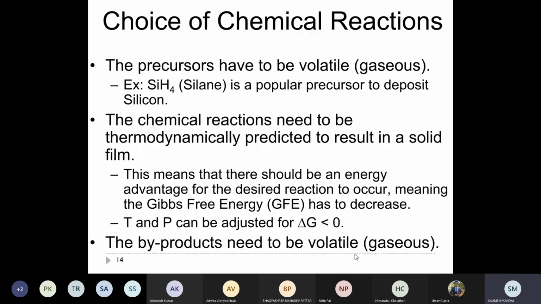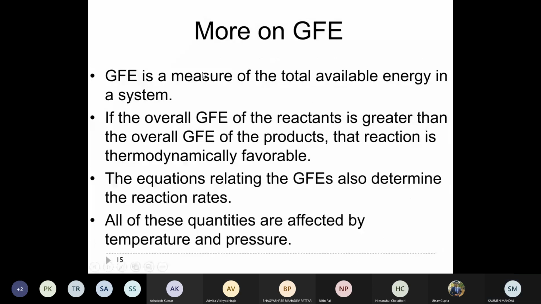Gibbs free energy is a measure of the total available energy in a system, and if the overall Gibbs free energy of the reactant is greater than the overall Gibbs free energy of the product, then the reaction is thermodynamically favorable. The equation relating to this Gibbs free energy also determines the reaction rate. All these quantities are affected by temperature and pressure. I also told you that any reaction requires a particular temperature and pressure. So that is actually important.